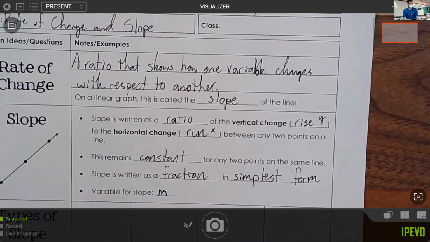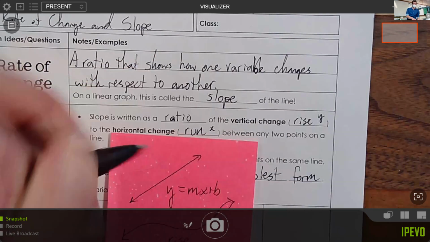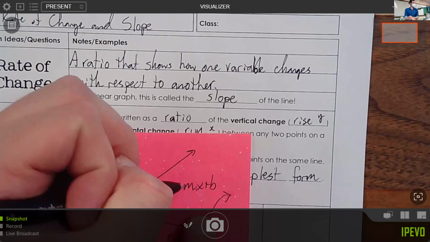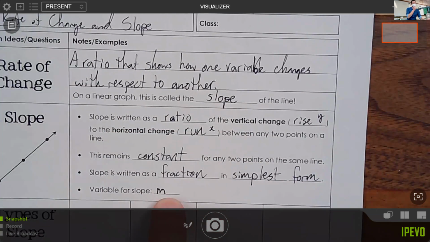Does anybody recognize that formula right there? y equals mx plus b. Oh yeah, this right here, that's our slope. So lowercase m is the variable that we use for slope. I don't know why, actually. I've tried to research it, but I can't find a consistent answer on why m is the letter that we use for slope. It just kind of is one of those things where we're like, yep, we use it.